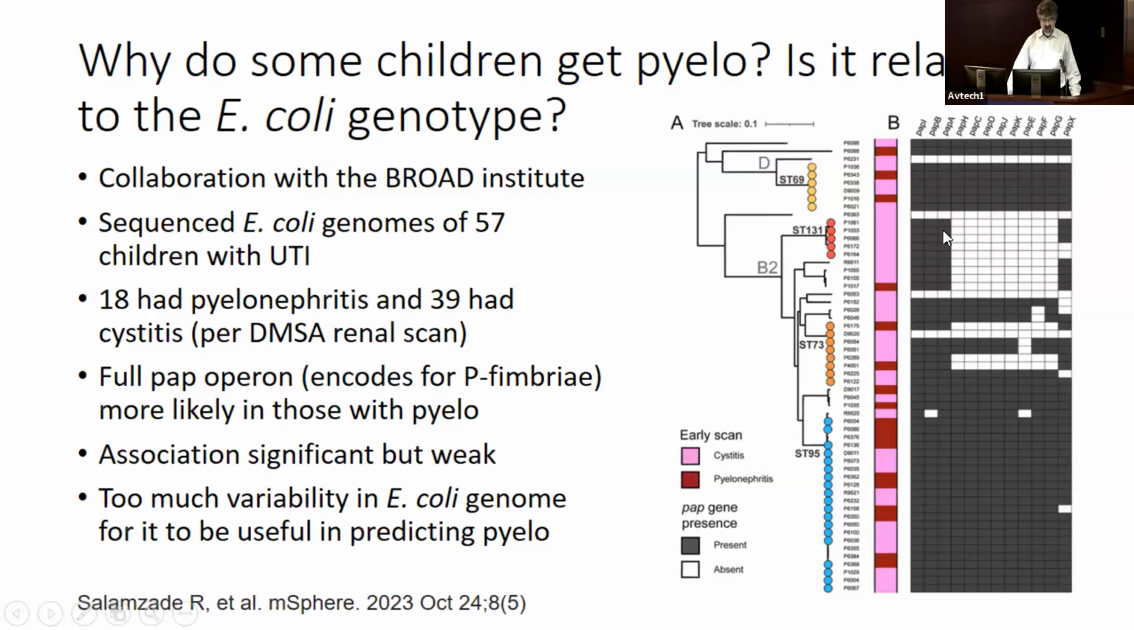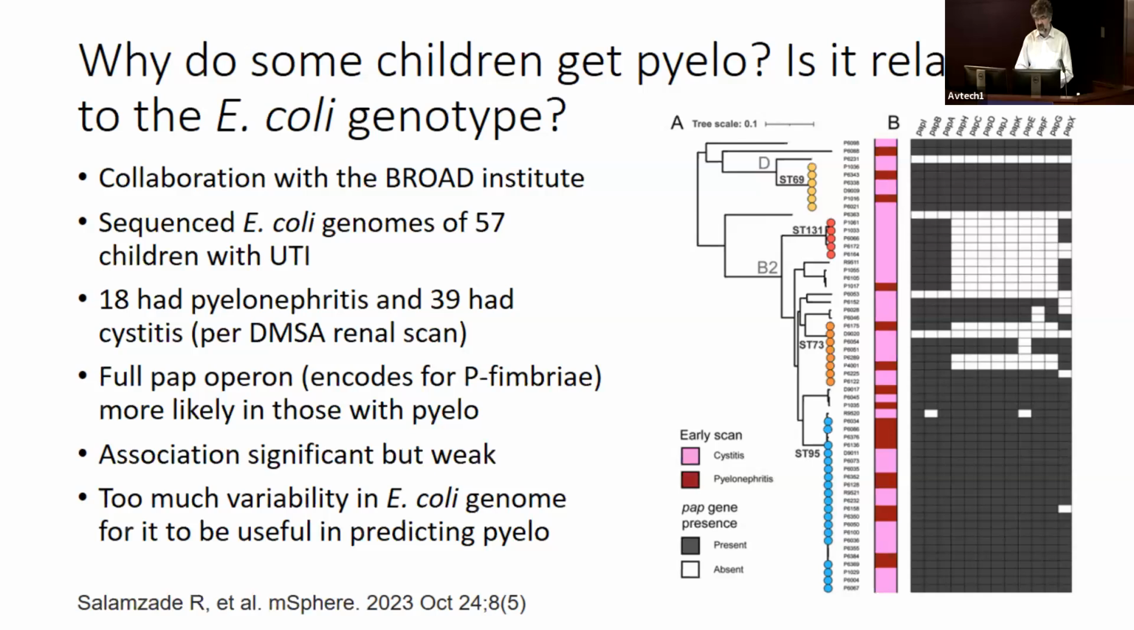And what does this PAP operon do? It encodes for P. fimbriae, which are those hairy things that stick out of E. coli, which help it stick to the urothelium. So maybe if you have all of these PAP genes, then you are more sticky, and maybe that will help you ascend, and maybe that's why you get more pyelo.